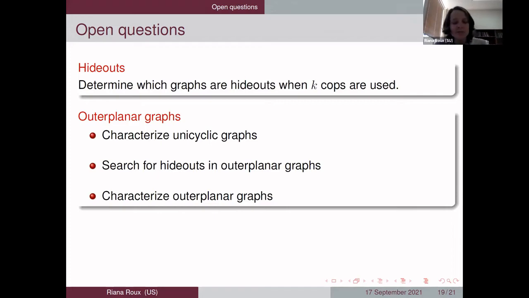Then after that, we first have to look at the kind of hideouts that happen in outerplanar graphs. We saw that if we take the hideout of a tree and we just add one cycle, then the hideout already changed and there's a lot more that gets added. So what happens if we have more cycles? Will these hideouts change? Most likely. And then what do they look like? And then if we have these, how can we characterize outerplanar graphs? Can we find a strategy that will always work for one cop if these aren't present?